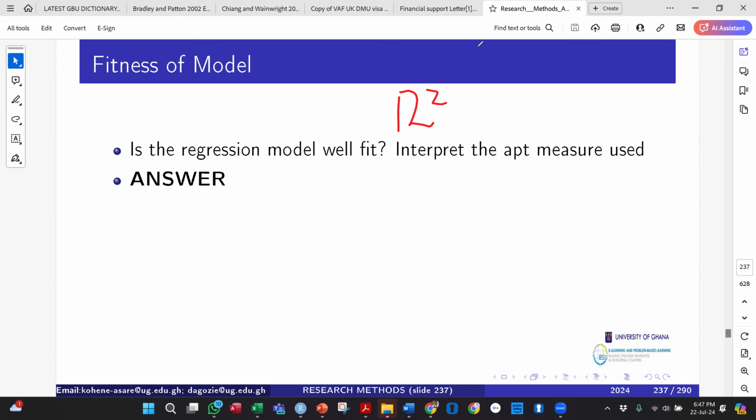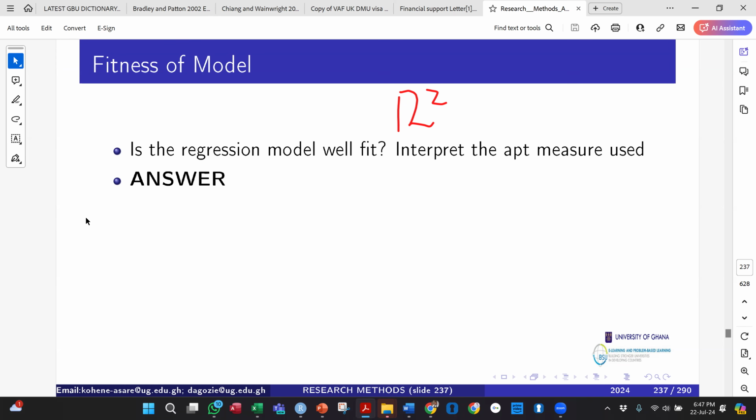The R square helps you to know the extent to which all the combination, the combined forces of the independent variables, how they come together to influence the dependent variable in percentage terms. So if the R square is bigger, it's good news. If it is smaller, it's not all that good news. To determine whether the regression model is fit, you have to check the value of the R square.